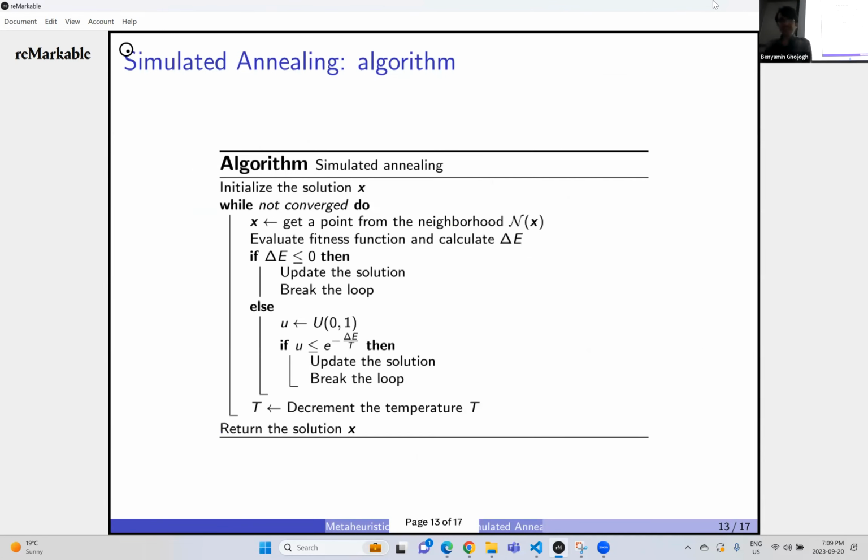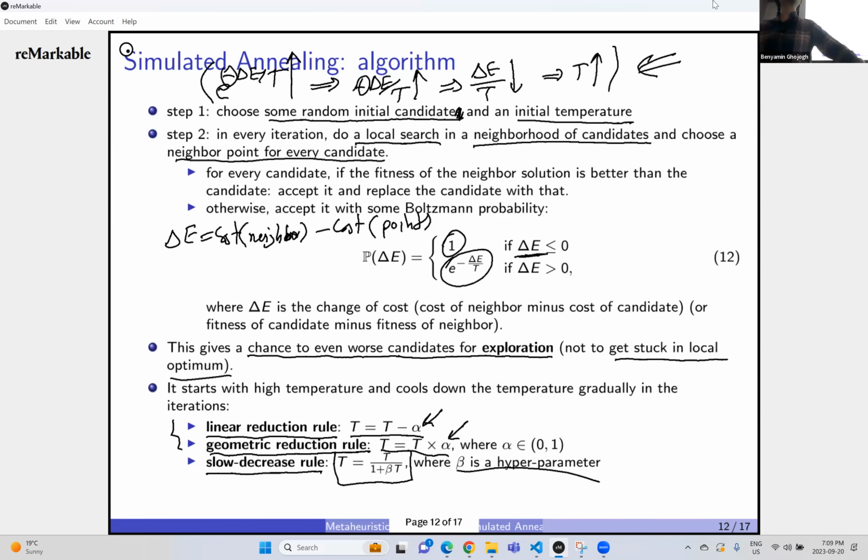Now this is the algorithm for simulated annealing. We initialize the solution X, and while not converged, so we have iterations. In metaheuristic optimization, we usually have iterations. We are optimizing iteratively. Then get a point from the neighborhood, evaluate its fitness or cost function and calculate delta E. In simulated annealing, if you want to use this algorithm, in this equation 12, you should use cost.